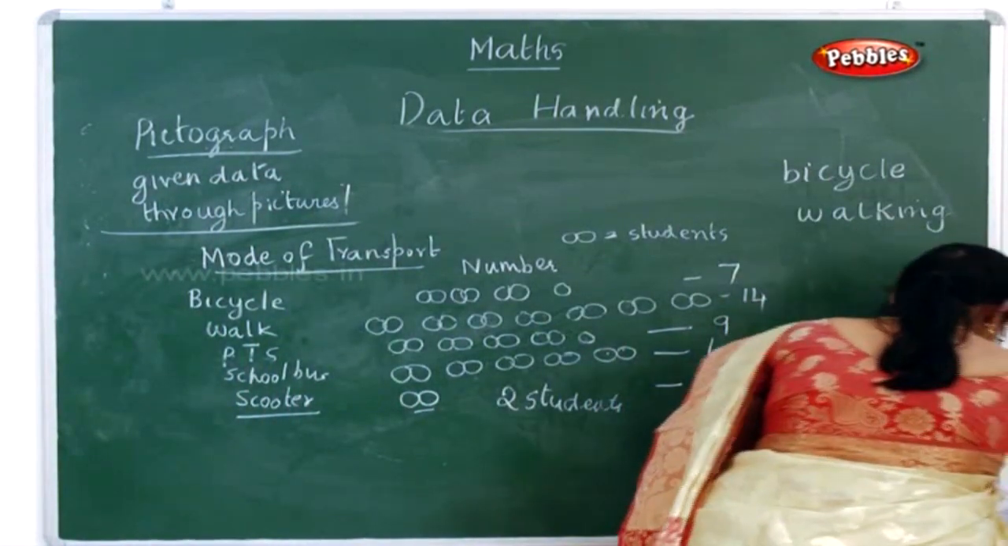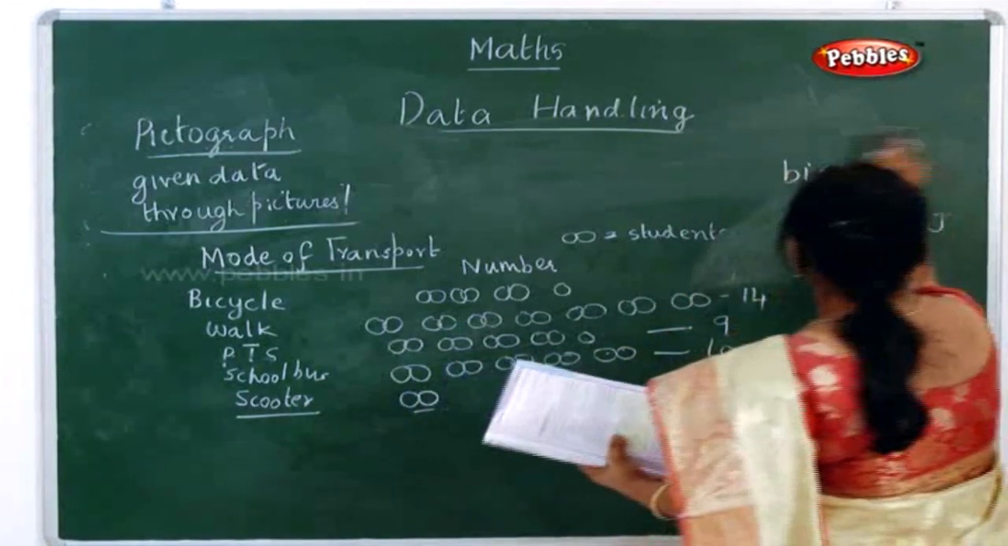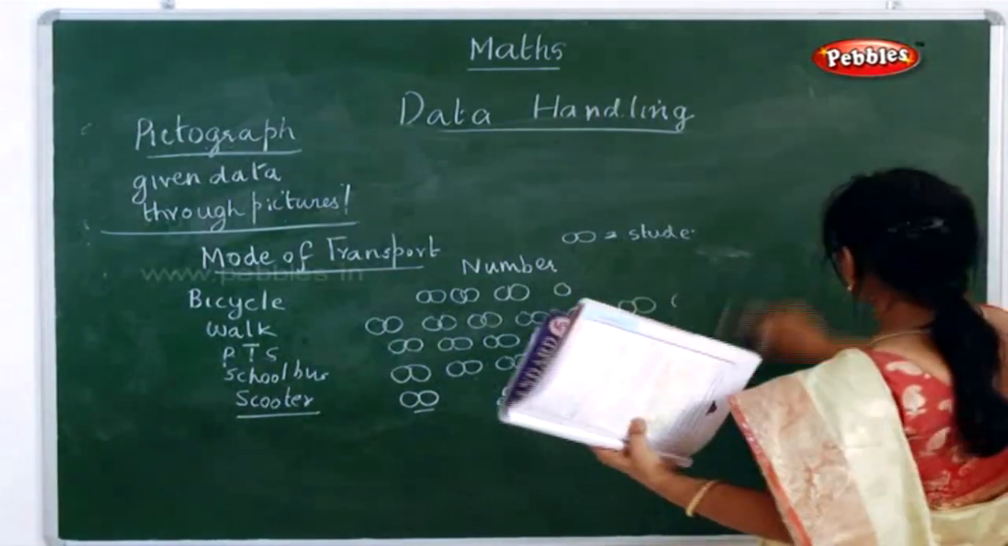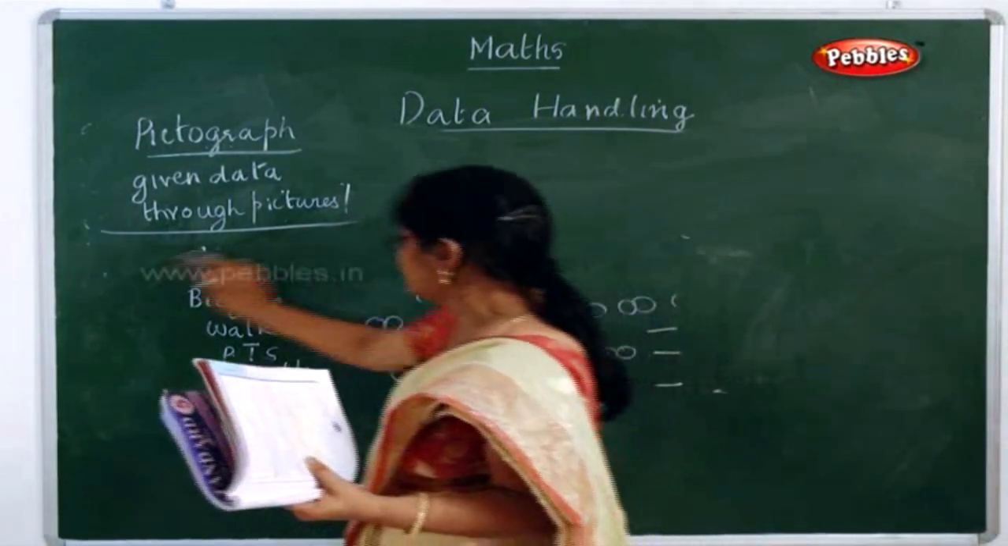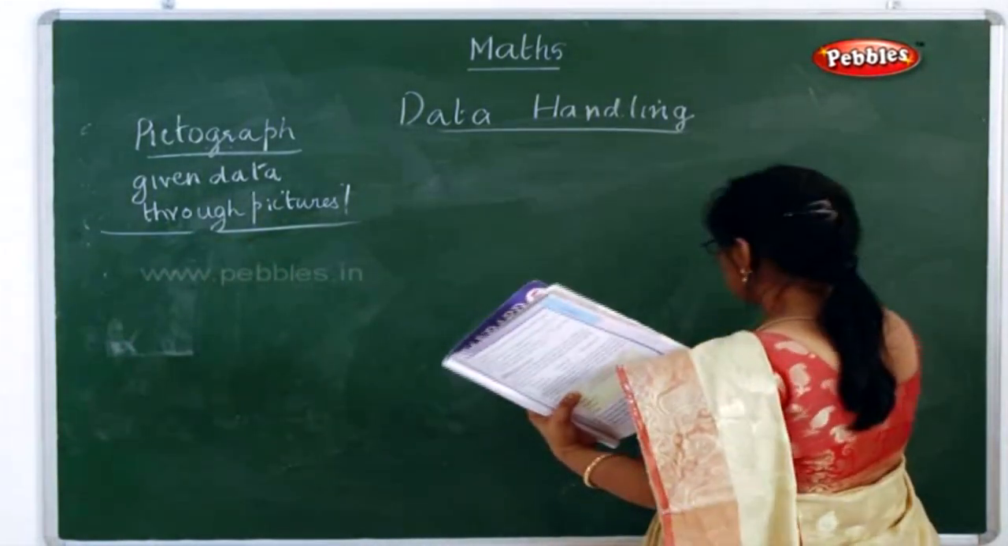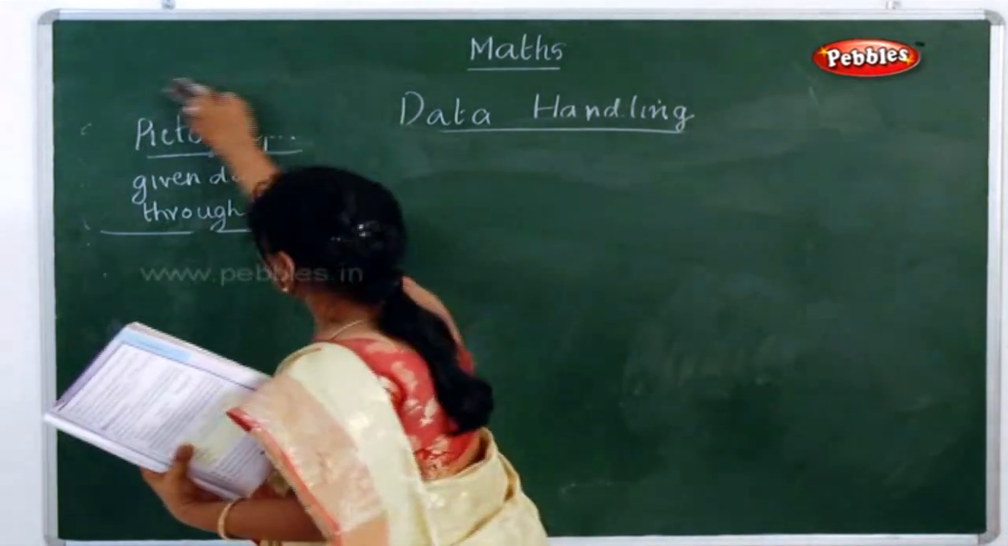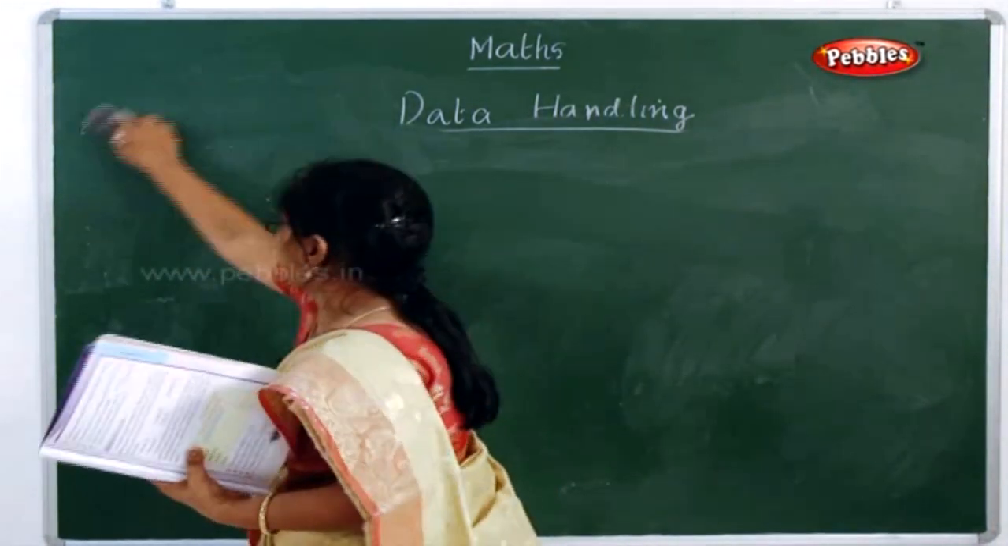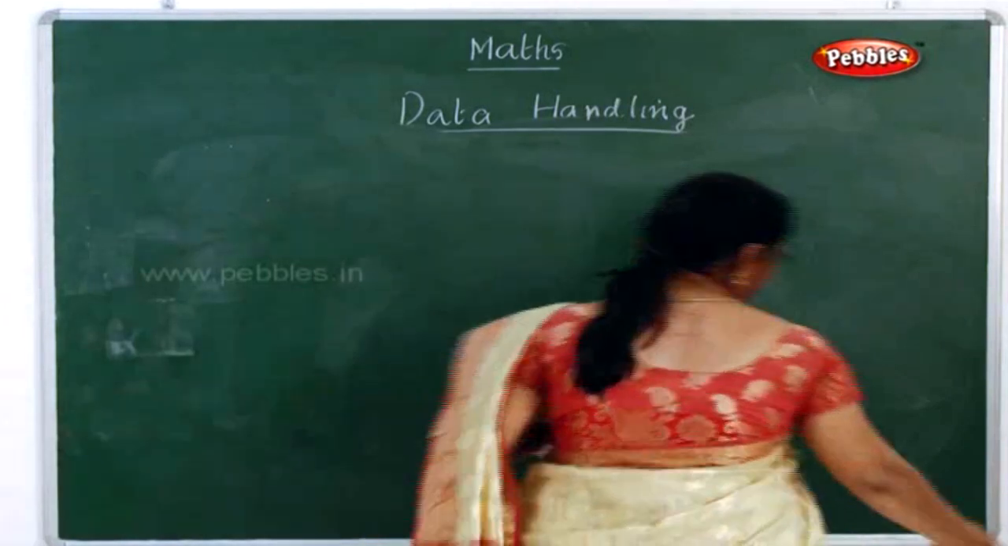Now next one is drawing a pictograph. Now with this pictograph you found out the information. Now next one is what? You have to draw the pictograph. Like how did you do your tally mark? Same way, pictograph. Now can you tell me what is pictograph? Giving data through pictures or objects.